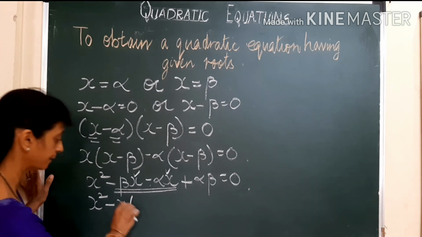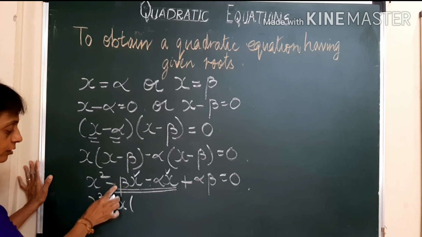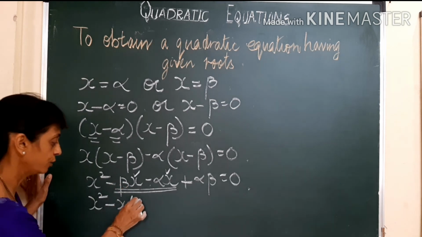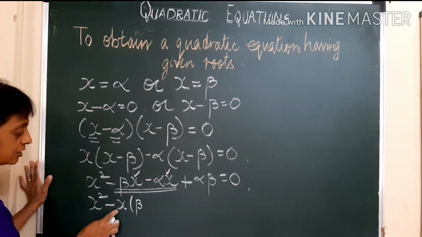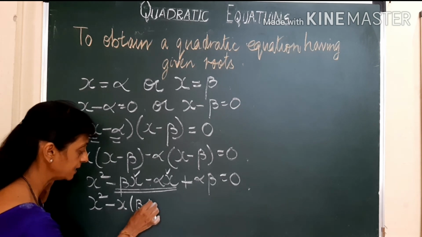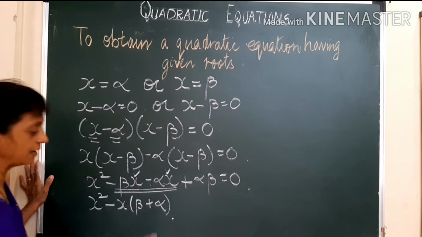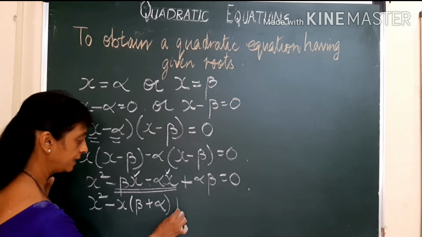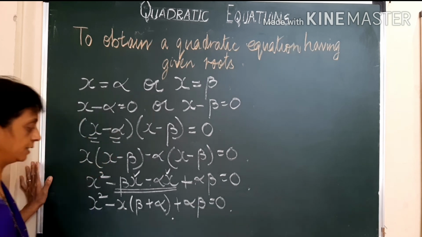Open the bracket. Here you have minus beta x. But already minus is out. So you have only beta. Here you have minus. So inside, minus into what will give you minus? Minus into plus will give you minus. So into alpha plus alpha beta, which is equal to 0.